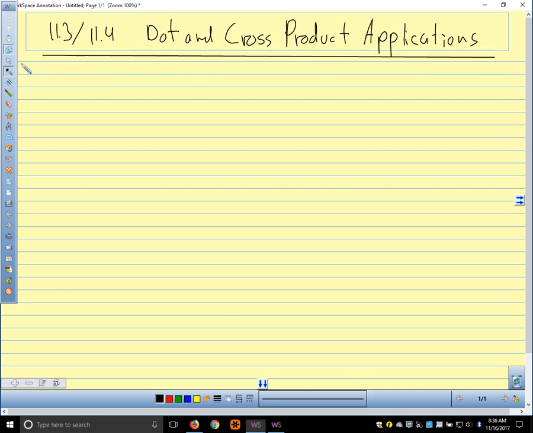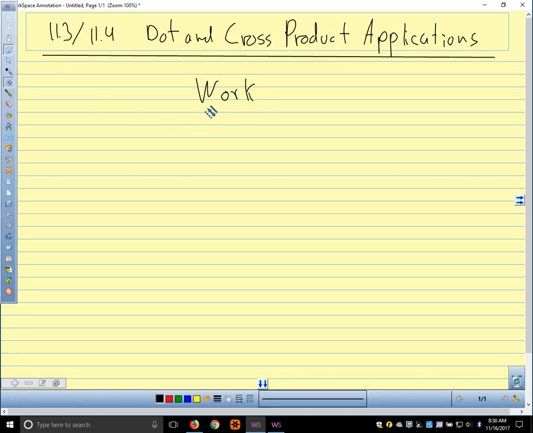So we're going to talk about a couple of specific applications of the dot and cross product. We will do other things with them, but these are kind of the two primary places you'll see them applied in other places. The first one is work.